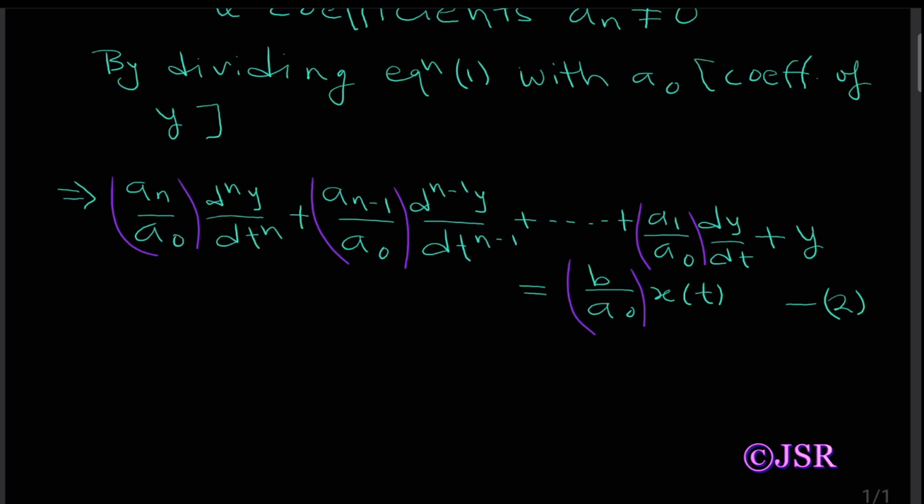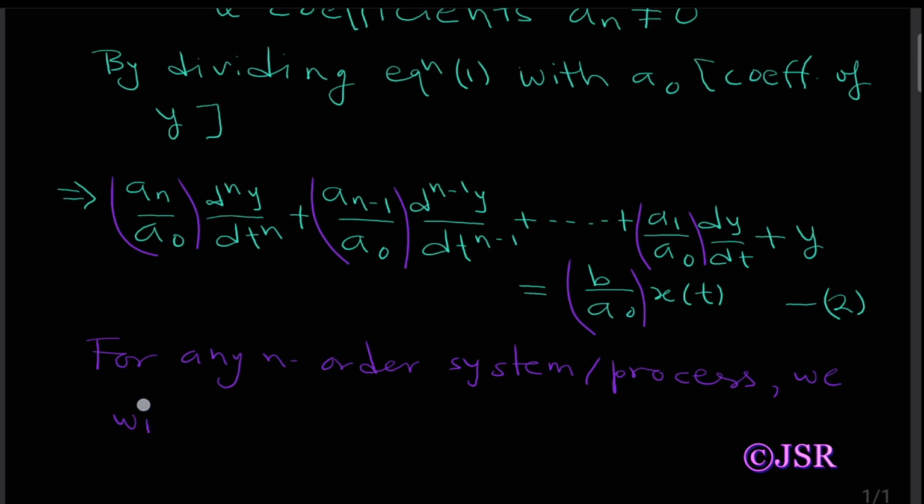So equation 2 is the nth order linear differential equation. So for any nth order system or process, we will have n plus 1 system parameters.